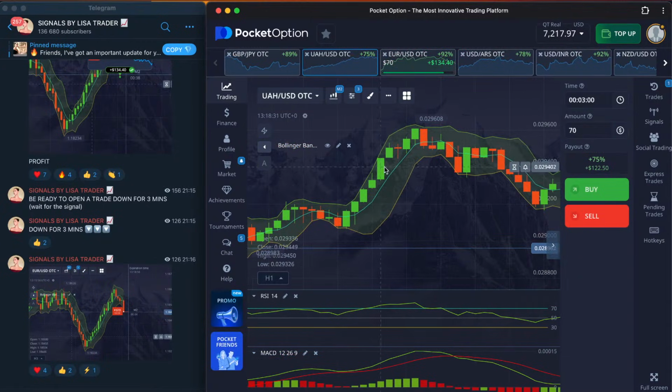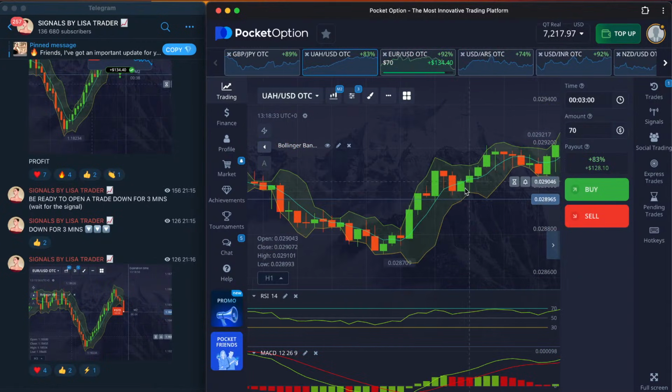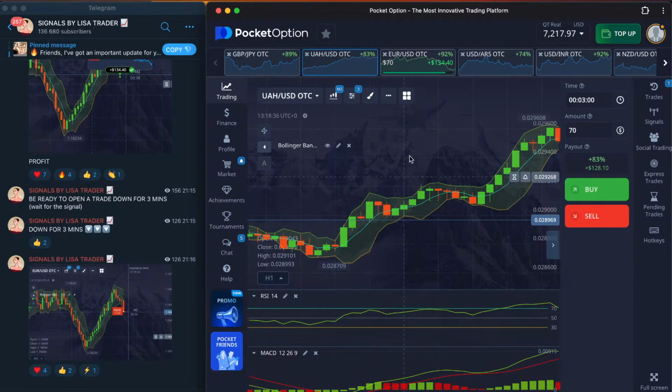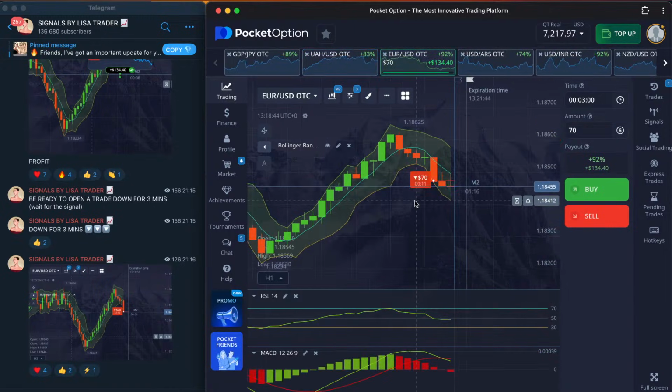For example, when you see this kind of situation as well, and this as well, here you need to change your strategy and choose a longer expiration time, for example, to miss all of the fluctuations and still close the trade in the plus.